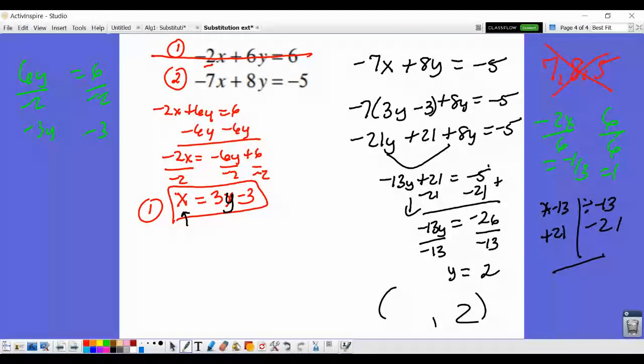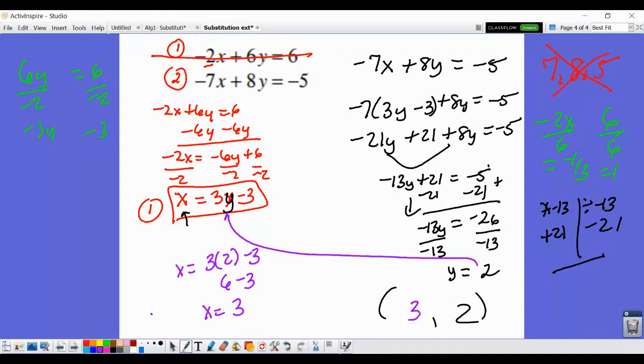And that's going to go in the second spot because that is a y. And the last part, to be able to find the solution of the x, that's pretty simple. My 2 is going to pop right over here to the equation that I solved. 3 times 2 minus 3. 6 minus 3 gives me 3. So my answer is 3, 2.